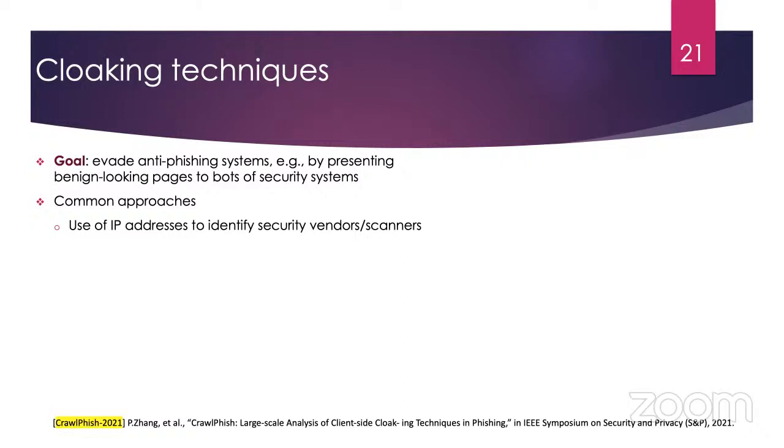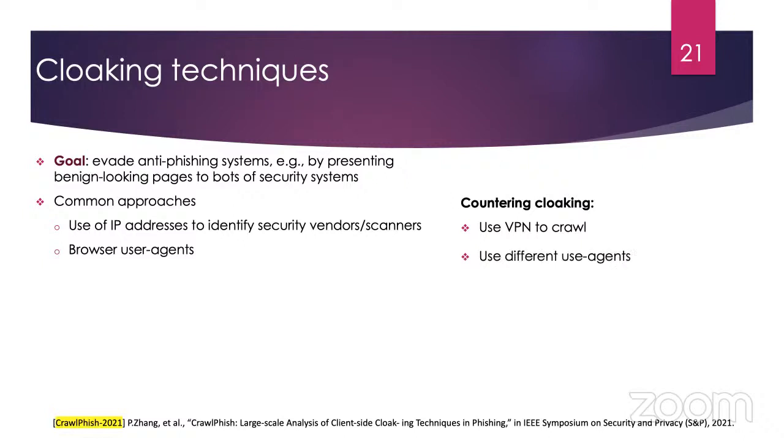Some of the common approaches: the attacker uses the IP address to identify whether the request to scan or visit the website is from a security vendor. But you can easily counter this if you use a VPN. The other is to look at user agents, because if you're not careful and you don't set the right user agent when you crawl the web page, that can also be detected by an attacker. So you just have to make sure that you use the right user agents there.